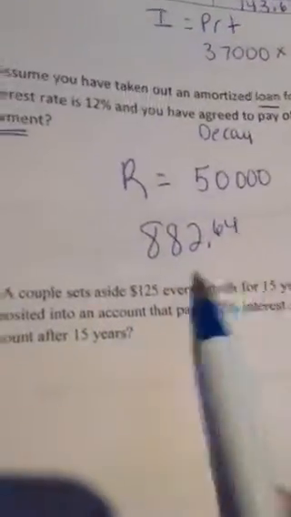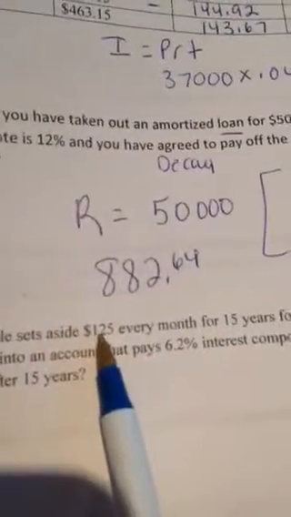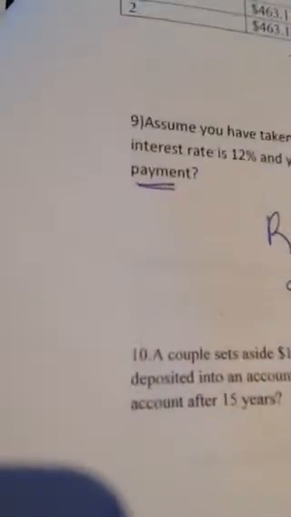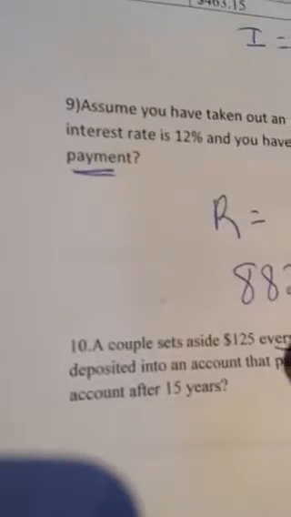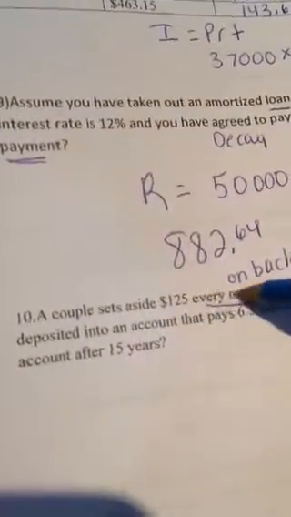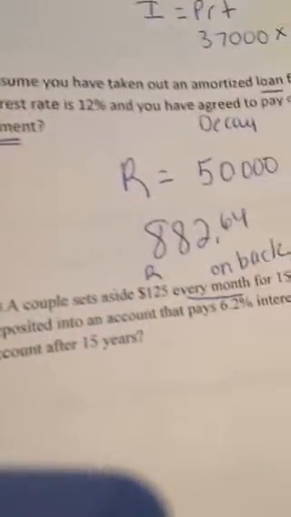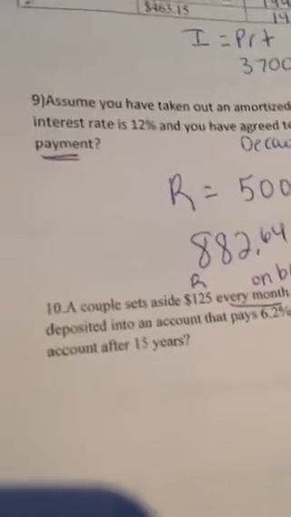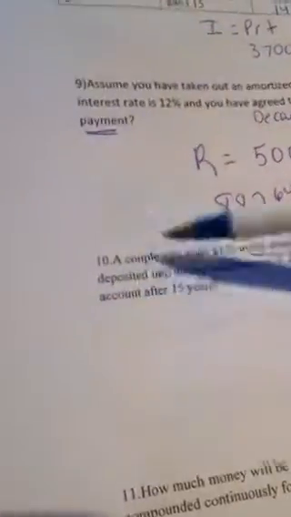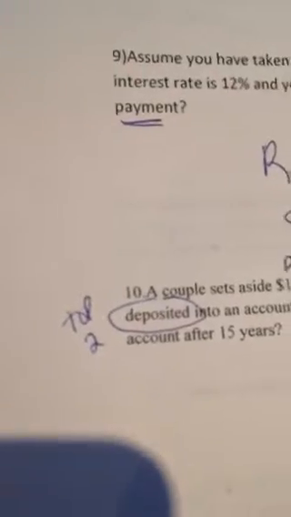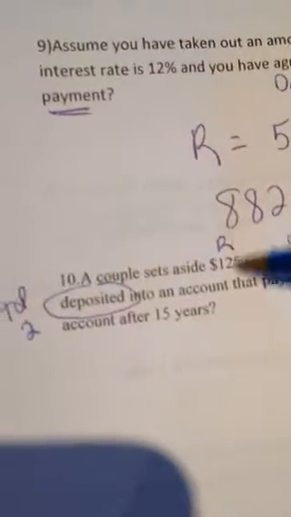Okay, 2 more to go. A couple sets aside $125 every month. If I'm getting $125 every month, that's my R, that's my regular payment, okay? But let's say you weren't sure. The money is deposited into an account. So if it's deposited, you know you're in the top 2, one of those top 2 formulas on the back, okay? And let's say you weren't sure if this was R or not.